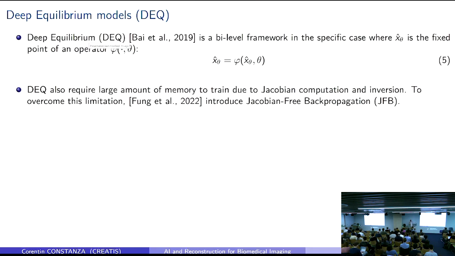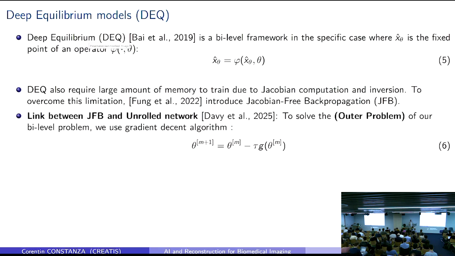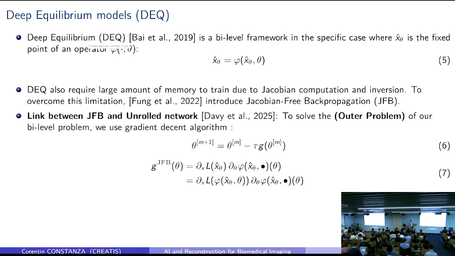To be quick, there are several links. It solves the same problem. So obviously, there is a link between unrolled and deep equilibrium networks. And David et al., in late 2025, formalized mathematically all those connections. And to be quick, basically to solve the outer problem, we have to do a gradient descent algorithm. So that looks like this. And for the Jacobian-free backpropagation, the gradient, so G, looks like this.